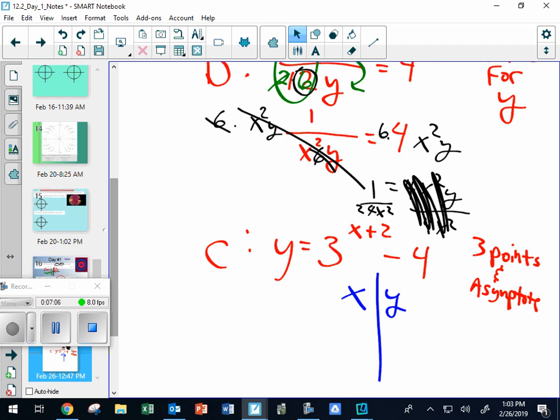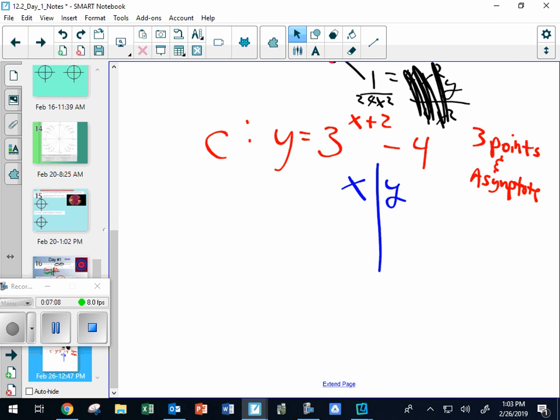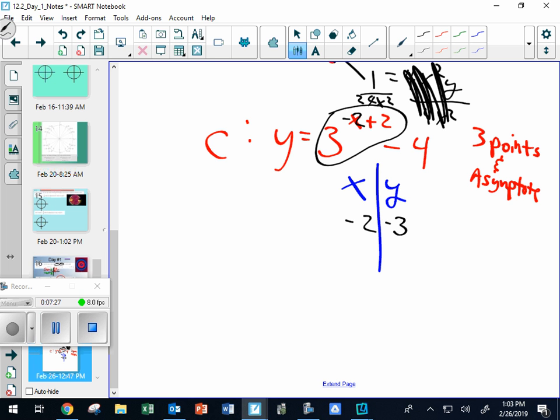All right. So on this one, I want to find some points. I hope you realize that -2 would be an awesome thing to put in. How many of you knew that -2 would work really well? Okay. And if I put in -2, then anything to the 0 power is what? 1. 1 minus 4 makes -3. So I think it's -2, -3. Is that what you guys said? Okay.